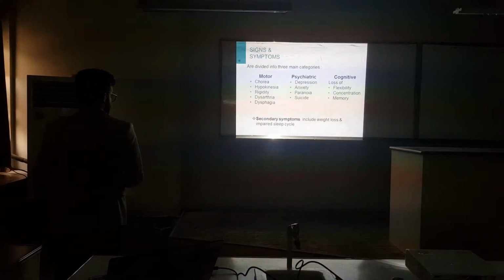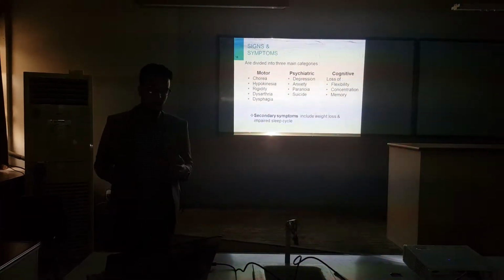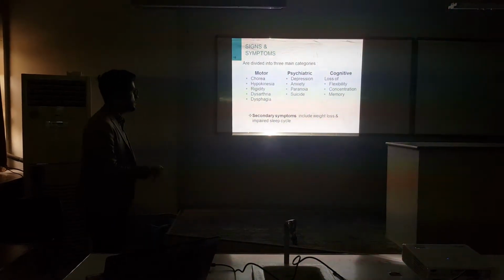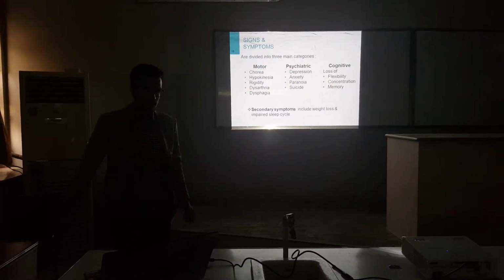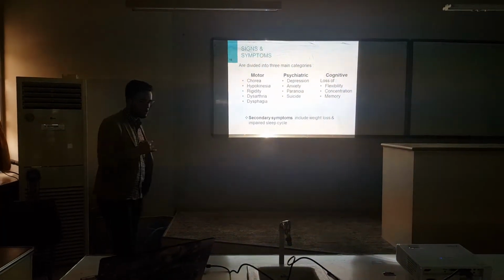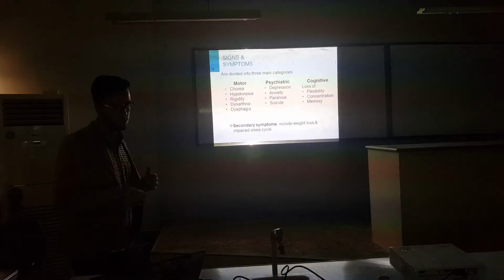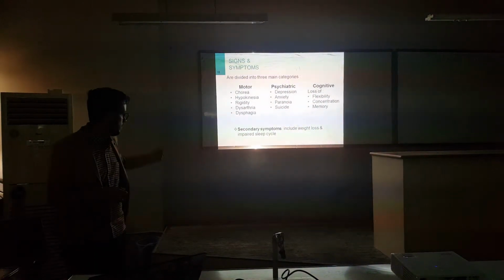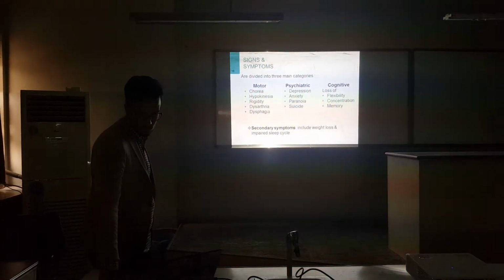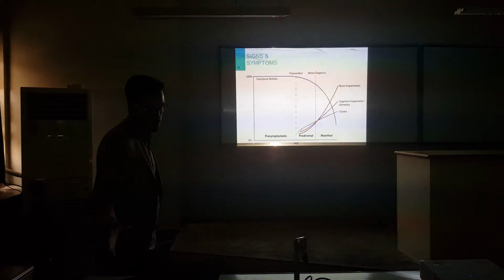The other category is psychiatric signs and symptoms, such as depression, anxiety, paranoia, and suicide, which is the second leading cause of death in Huntington disease patients. Lastly, cognitive signs and symptoms, such as loss of flexibility of the mind, loss of concentration, and loss of memory due to damage to the hippocampus. There are secondary symptoms which include weight loss due to dysphagia, as we said before, and irregular sleep cycle due to hypothalamic dysfunction.